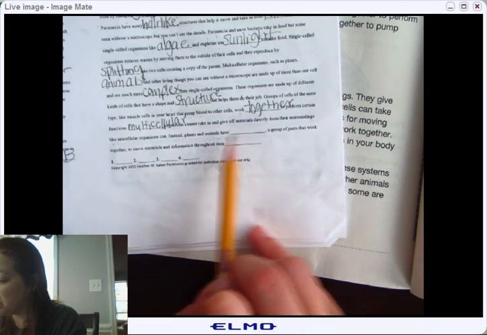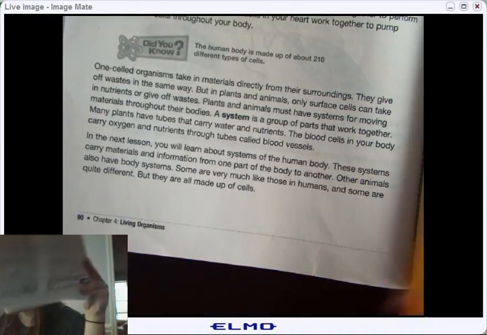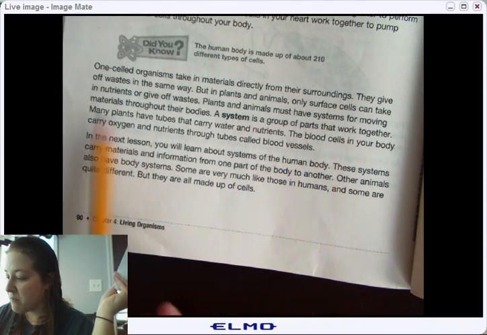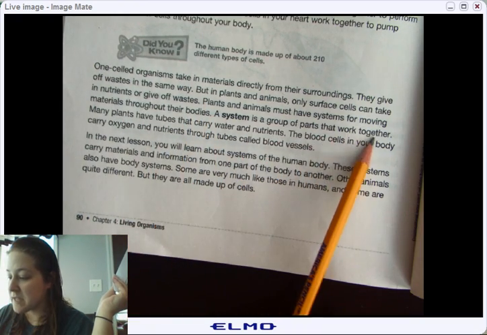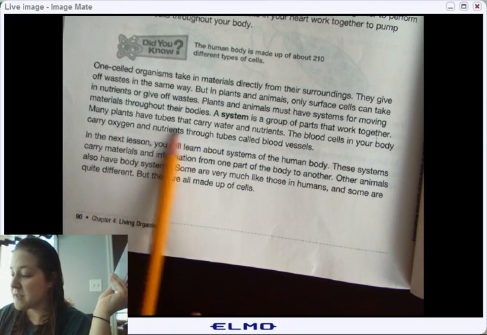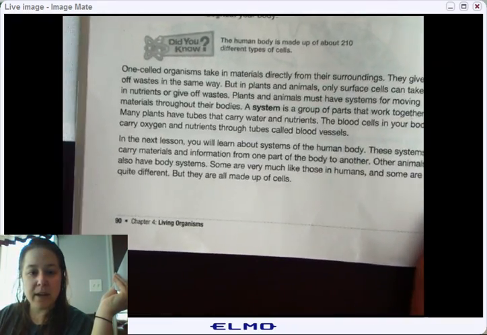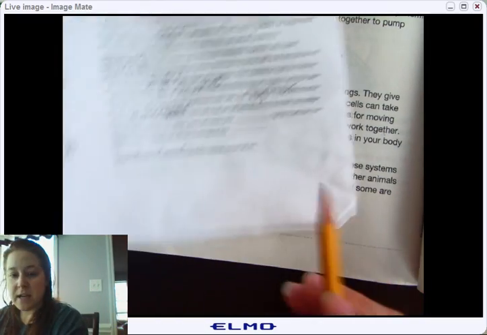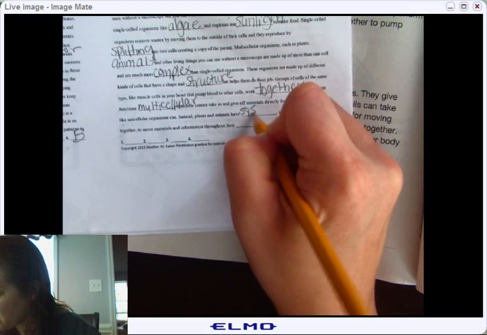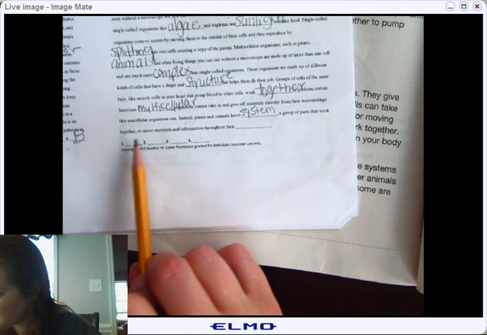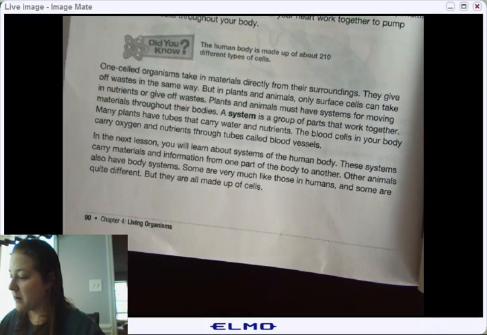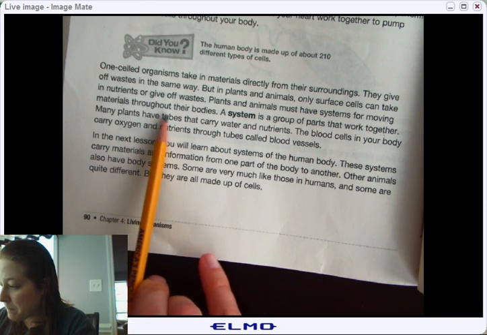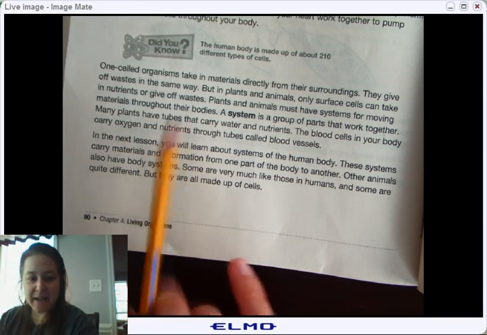Instead, plants and animals have systems, a group of parts that work together. Plants and animals must have a system of moving materials through the body, a system of parts that works together. Many plants have tubes that carry water and nutrients. Blood cells in your body travel through blood vessels. So what do these things have? They have a system, a group of parts that work together to move materials and information throughout their bodies.